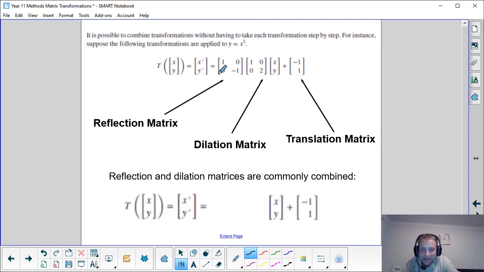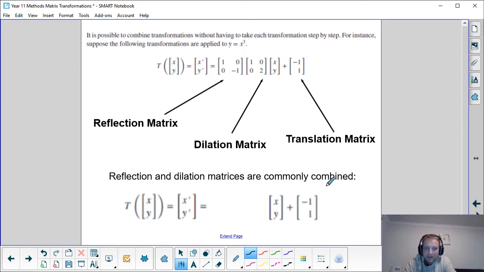We can see from this first matrix there's a negative down the bottom, which means it's been reflected up and down. There's also a 2 at the bottom, which means it's been dilated up and down. And then at the back of it, once all this reflecting and dilating has happened, there is some translating going on. This graph is being moved sideways 1 unit and up 1 unit as well. So there's reflection, dilation, and translation happening.